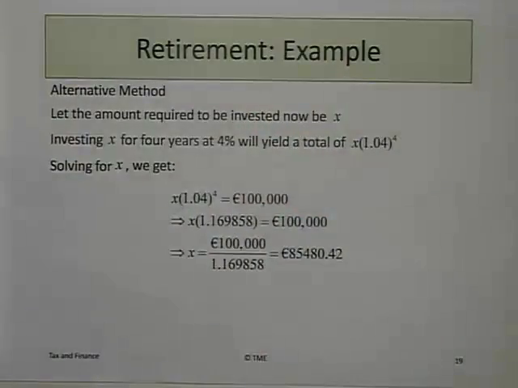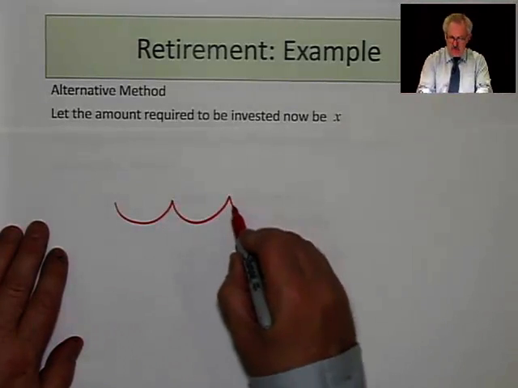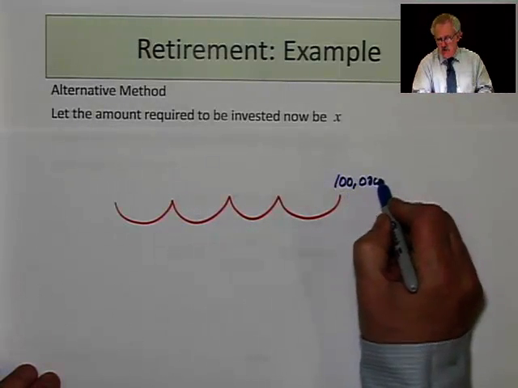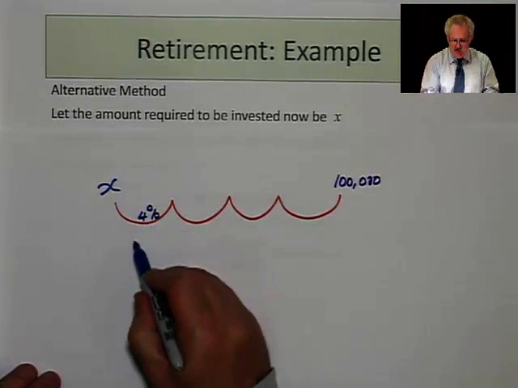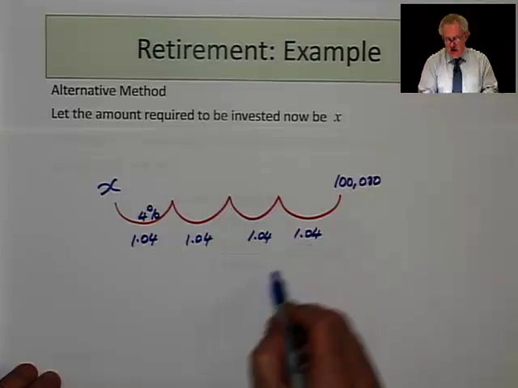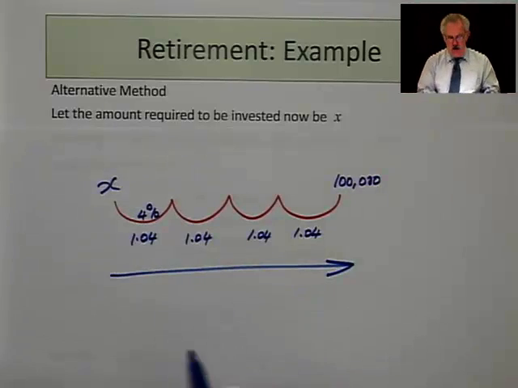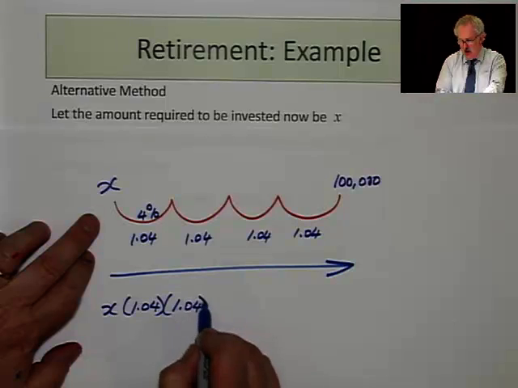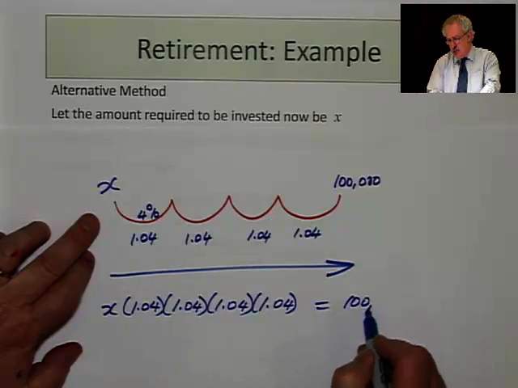There's an alternative method there for that. We could have said, let the amount that we require be X. We could say, look, we don't know. We know she wants 100,000 here. We're going to call this X. And we know it's 4%, so therefore that's 1.04. So if we were to project forward or indeed back, we can equate. But let's go forward. We're saying that this X would become X times 1.04 times 1.04 times 1.04 times 1.04, and that would have to be equal to 100,000.